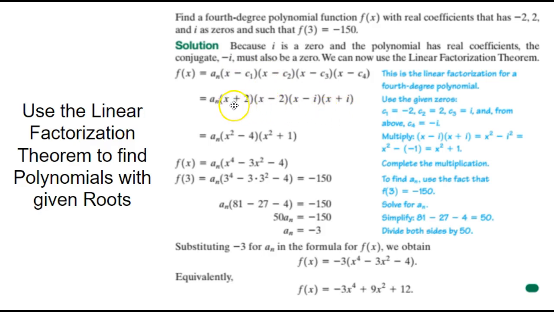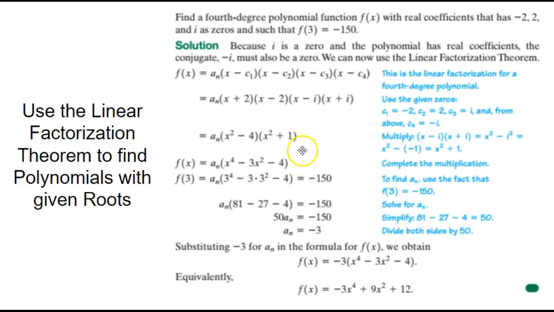So now all we need to do is multiply this whole thing out, and I promise you it's easiest to multiply out if you multiply these 2 together first, multiply these 2 together second, and get those answers, which are here, x squared minus 4 and x squared plus 1, and then multiply these 2 together, giving you this result.